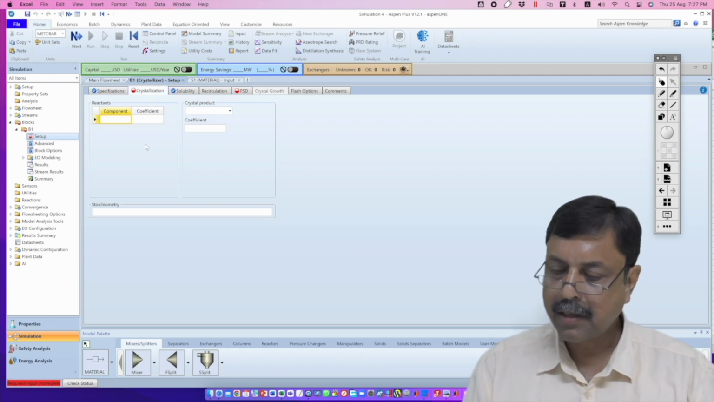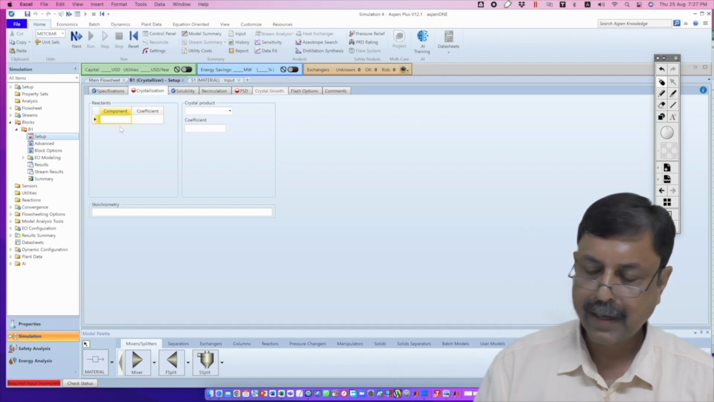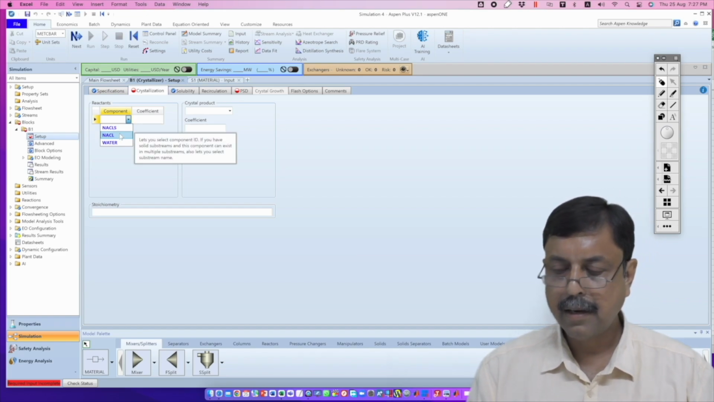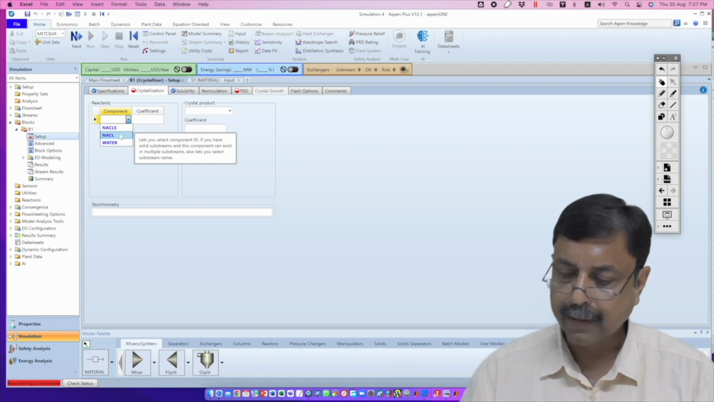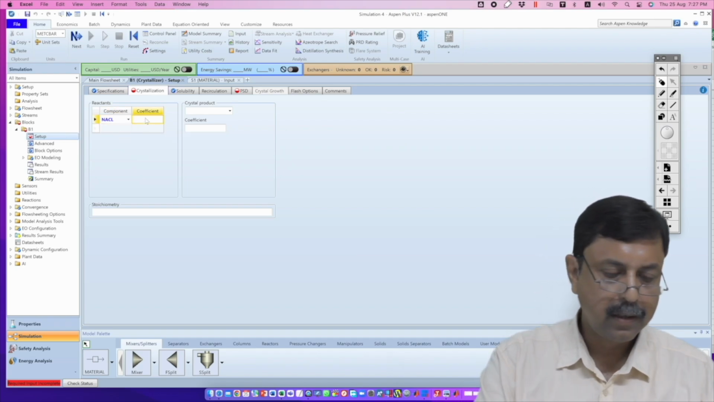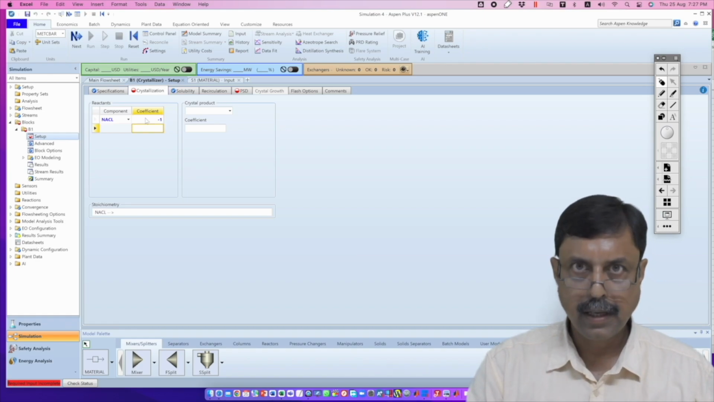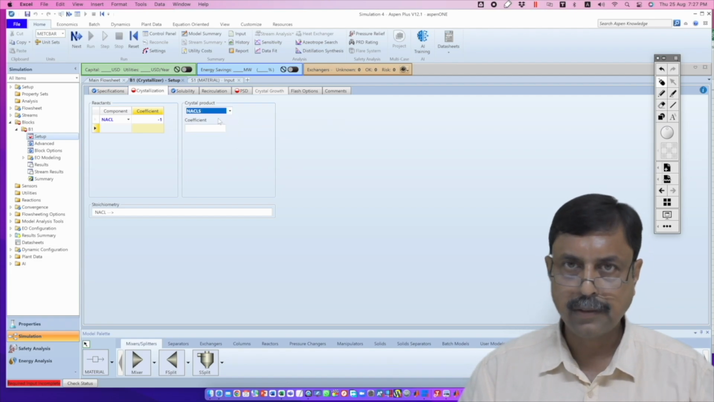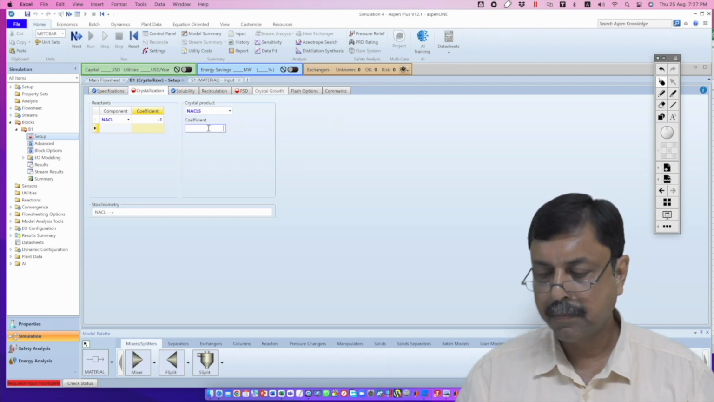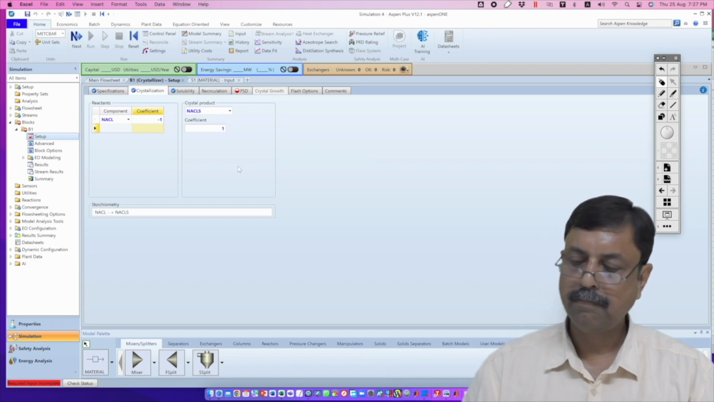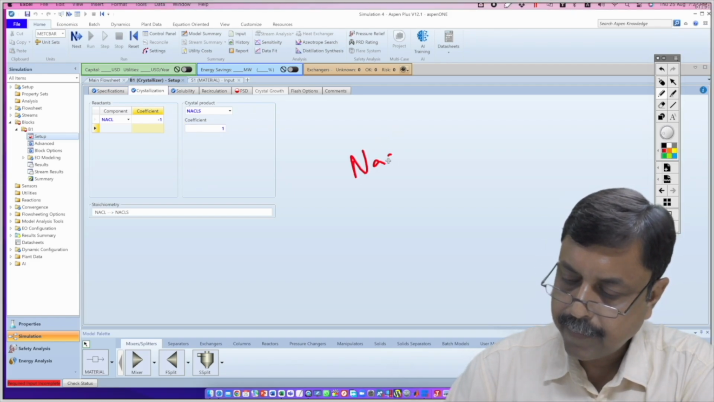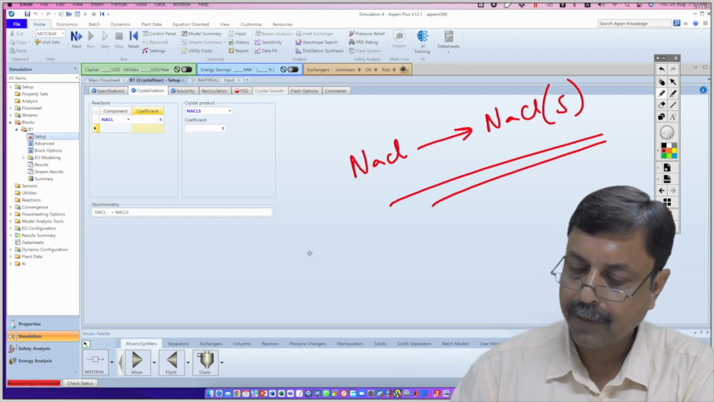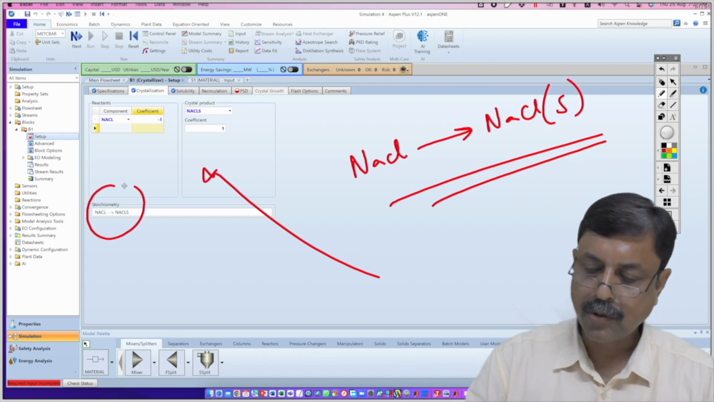The crystallization, what is the reactant? Reactant is the NaCl. Okay, NaCl will form into NaClS. So NaCl is decreasing to product NaClS. So this is the product. It means that NaCl is converting to NaCl solid. So that's what it means. Okay, this is a stoichiometry.